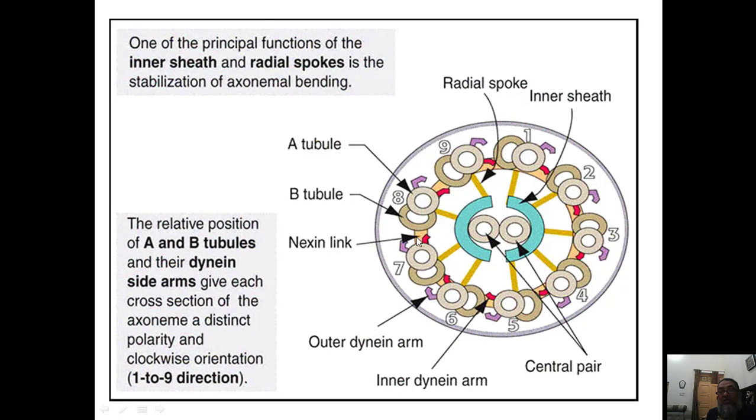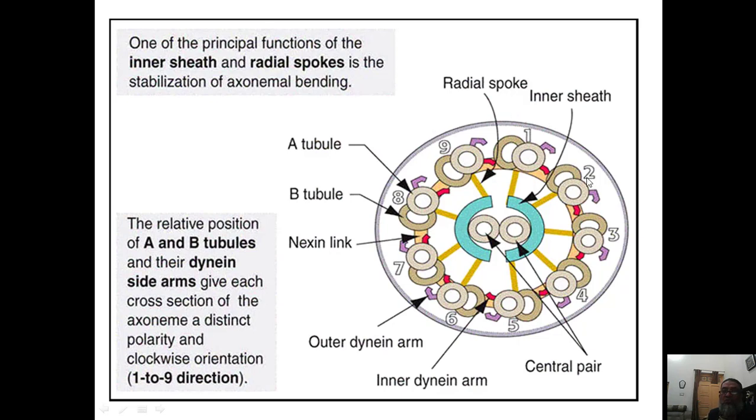Each duplet is connected to the next by a linker protein, and the outer peripheral 9 duplets are connected with the central duplex by radial spokes, which connect to the inner sheath. Now this is the structure of the whole cilium and flagellum. The relative position of alpha and beta tubulin and their dynein arms give each cross section of the axoneme a distinctive polarity, a clockwise orientation from 1 to 2.